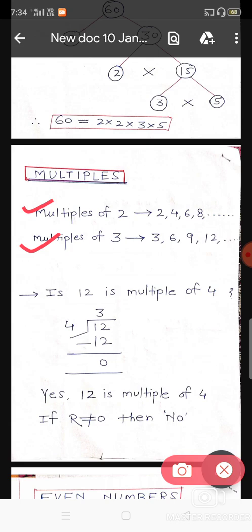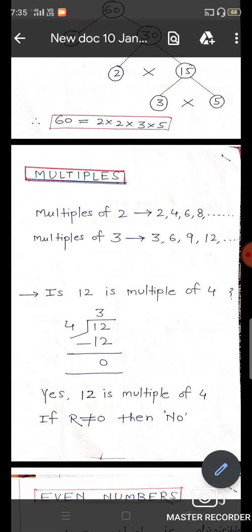Okay. In the next topic you have to check, is 12 a multiple of 4? Then what you have to do? Just you will do the same as factor. Means you will divide 12 by 4. Then you are getting remainder 0. Then what will be your answer? Yes, 12 is a multiple of 4. Or you can say 4 is a factor of 12. If remainder is not 0, then 12 will not be a multiple of 4.